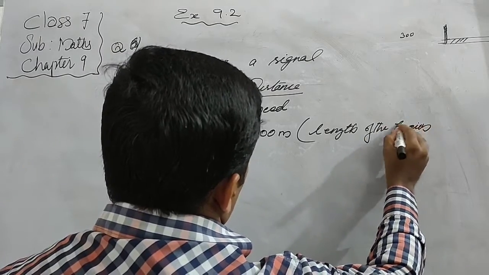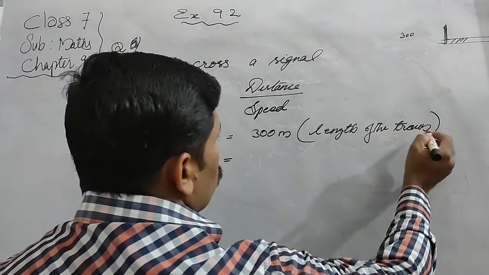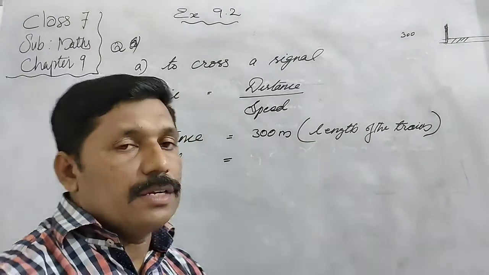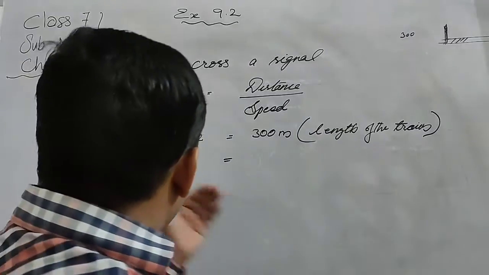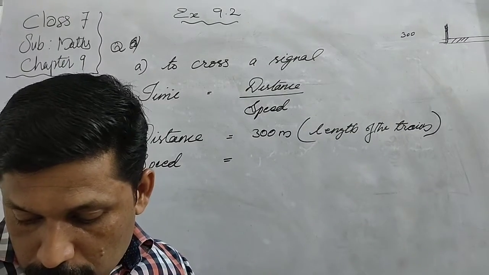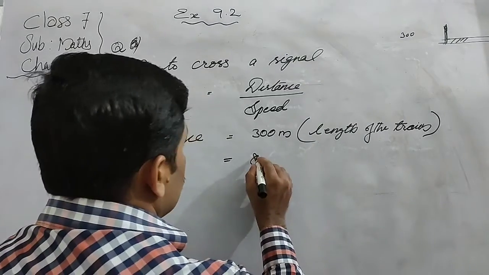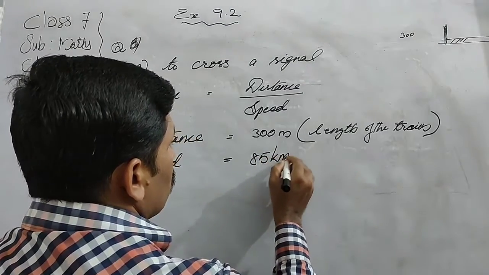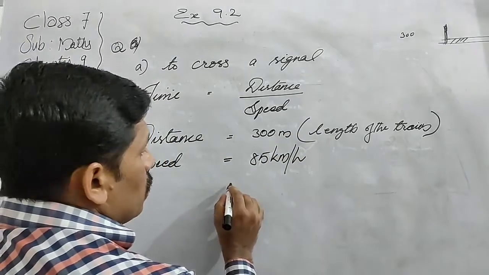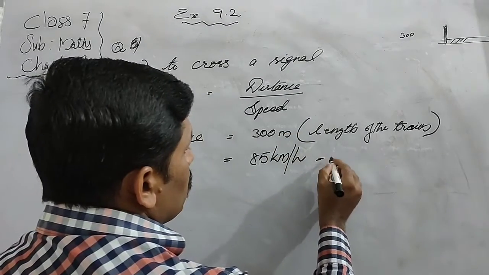Because the train wants to cross the signal post, it has to travel 300 meters, which is the length of the train, in order to cross that pole. And speed is equal to, what's the speed given in the question? 85 kilometer per hour, that is the speed. And here the distance is given in meters, so this kilometer per hour should be changed to meter per second.